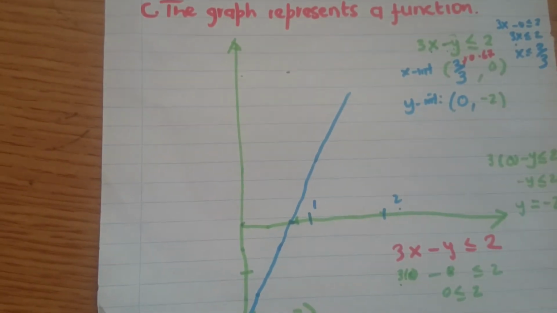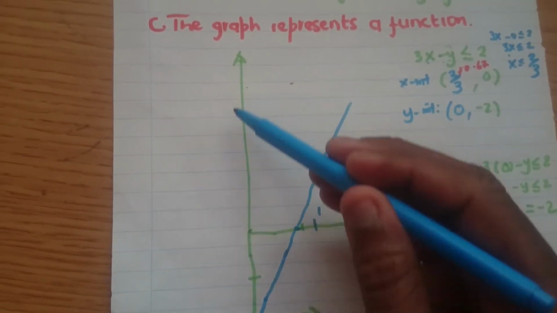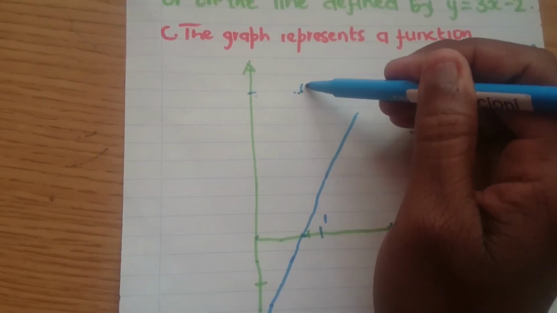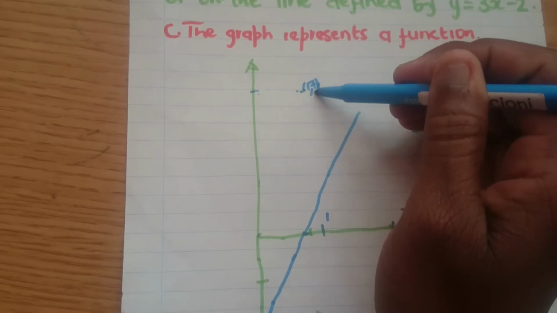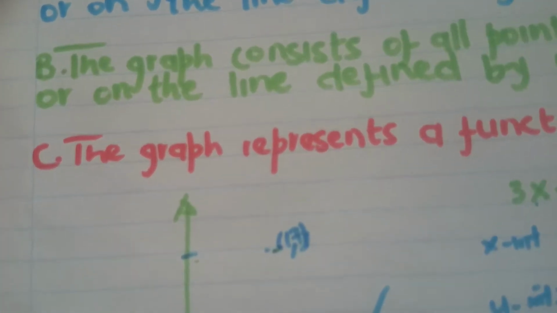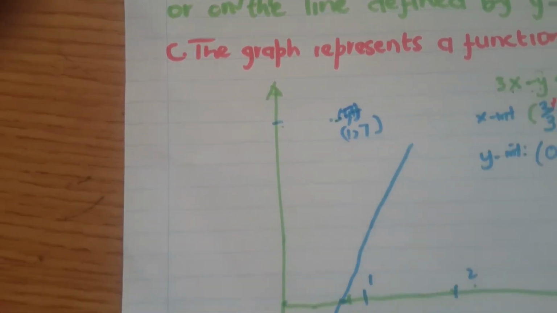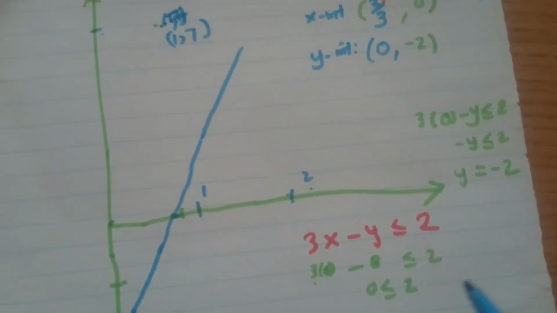Okay, let's take another coordinate. So let's say 1 and 7. 1 and 7 is going to be somewhere here. Let's say this is 7. So 1 and 7, you see, is above the line. Let's assume it's 1 and 7. Let's put it in this equation and see what it's going to say.